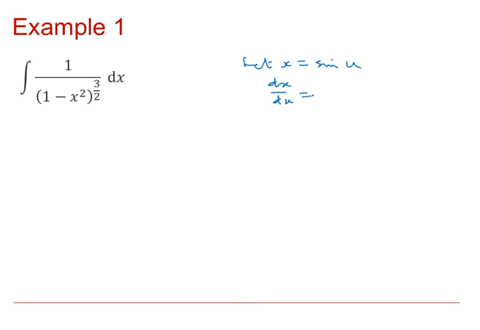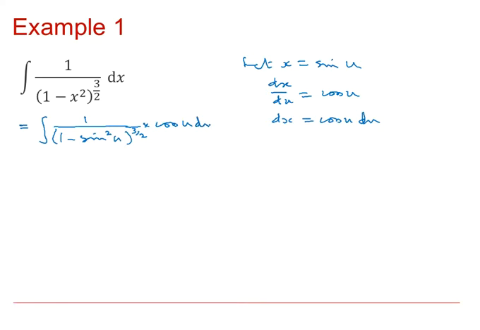dx by du is of course cos u, and dx can be substituted by cos u du. So this integral becomes the integral of 1 over 1 minus sine squared u to the power 3 over 2 times cos u du. So it looks a bit awkward at the moment, but it will become much nicer. We've got a cos u in the numerator.